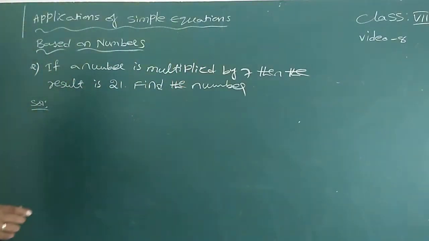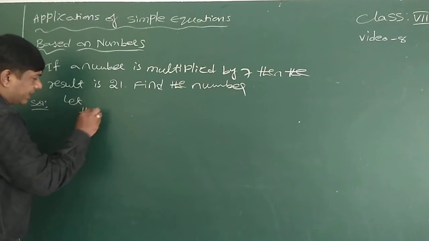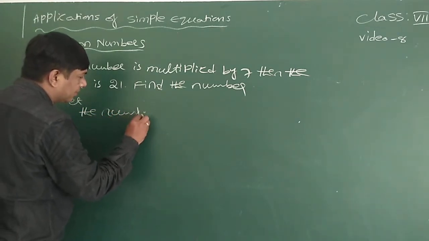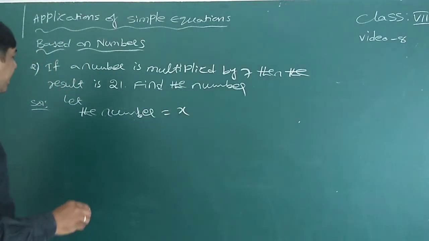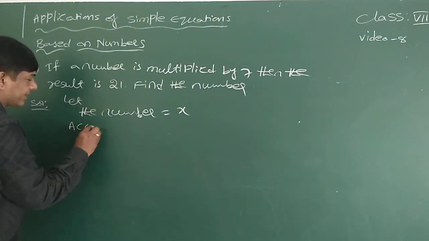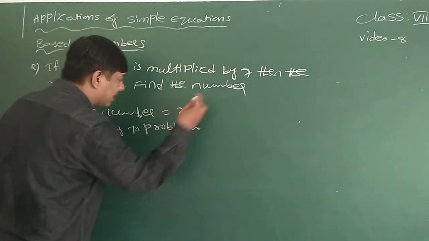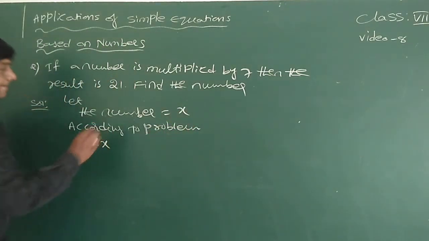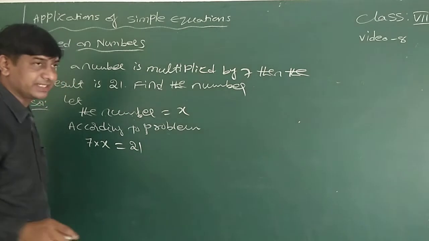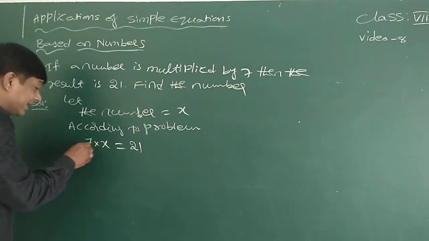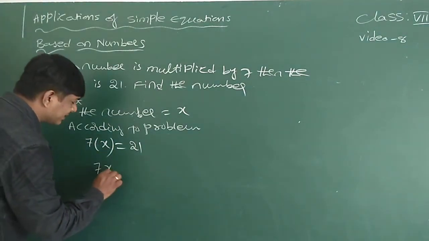Let us suppose the number is equal to x. Now as per the problem, this number is multiplied by 7, means 7 into x, and the result becomes 21. This is not 7x into x. 7 into x, you can also write in brackets. So 7x is equal to 21.